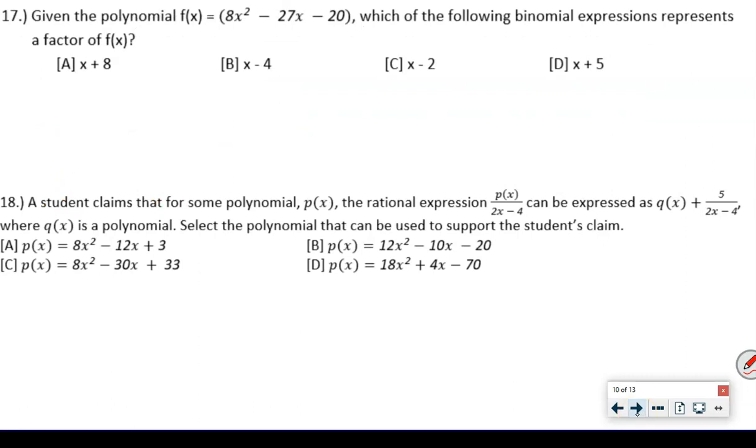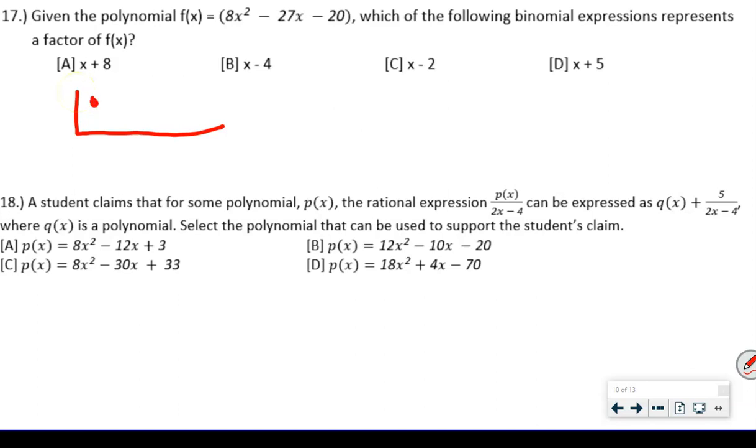All right, so number 17 says, given the polynomial f of x equals 8x squared plus 27x minus 20, which of the following binomial expressions represents a factor? So there's a couple ways we could do this, guys. We could actually just factor this thing, or we could divide it by each of these, right? I'm going to just try to factor it because on this particular problem, we could do that. Or, here's another thing you guys could do, you could use synthetic division, right?